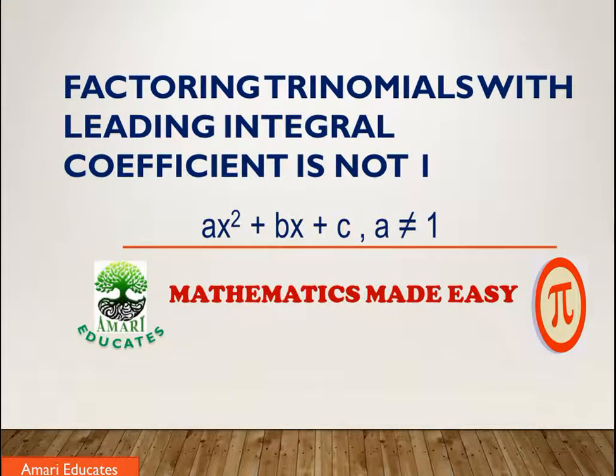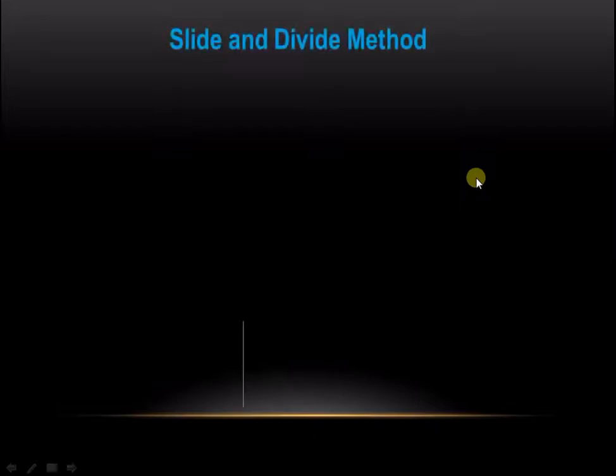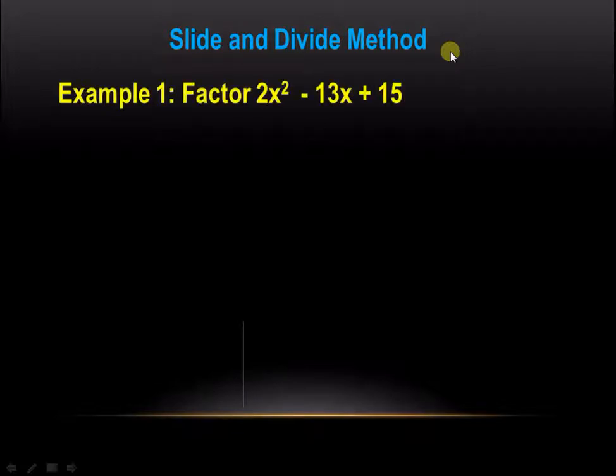In this video, we're going to study factoring trinomials wherein the leading coefficient is not equal to 1. Usually, the method that we're using here is called trial and error. But this time, what we're going to use is the slide and divide method. Let us see now our first example. Factor 2x squared minus 13x plus 15.